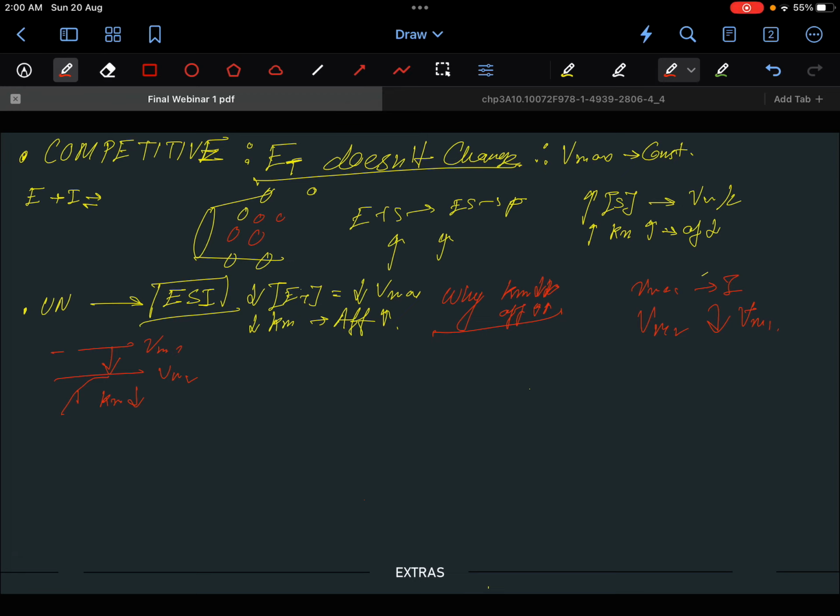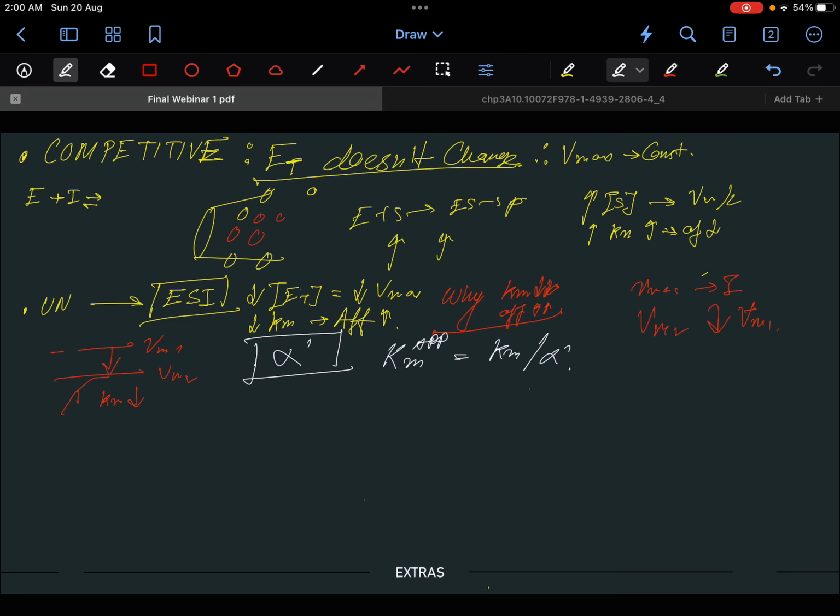We cannot increase the affinity of an enzyme towards the substrate by just giving an uncompetitive inhibitor. No, it is apparently decreasing because a lesser substrate concentration is needed to reach Vmax by 2. Okay, but by what factor is it decreasing? This factor is nothing but our old friend alpha dash. So this is the factor by which Km is decreasing, and that is why Km apparent is equal to Km divided by alpha dash.